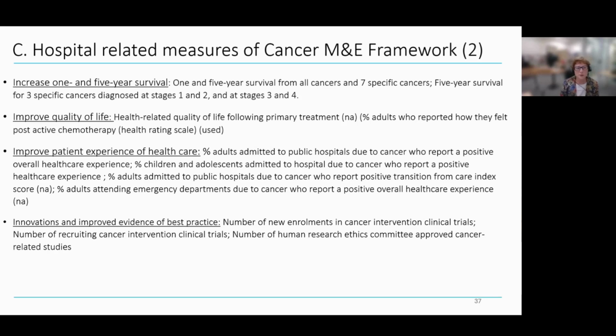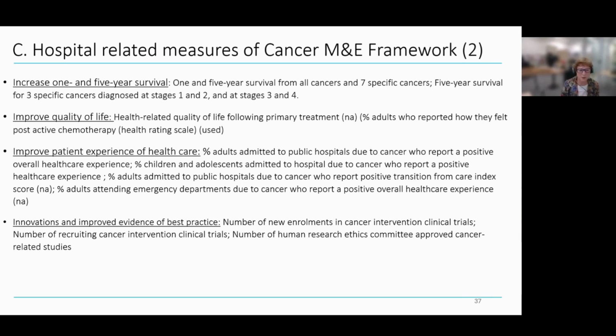The other measures that we've got is survival rates, 1 and 5 year survival rates for all cancers and specific cancers, and then survival rates, whether they're diagnosed at stages 1 and 2 or stages 3 and 4. So there's a lot of definition within that work there. Improving quality of life with a health-related quality of life following primary treatment score, which is available then for ICS.